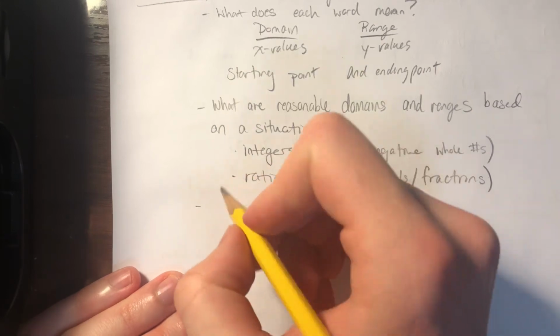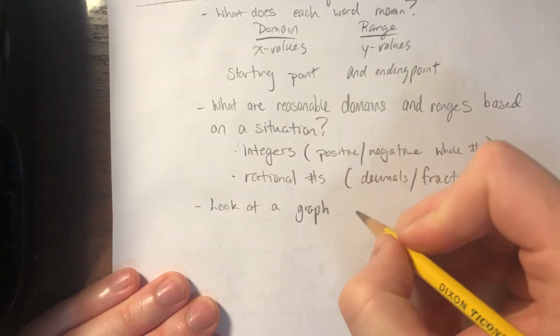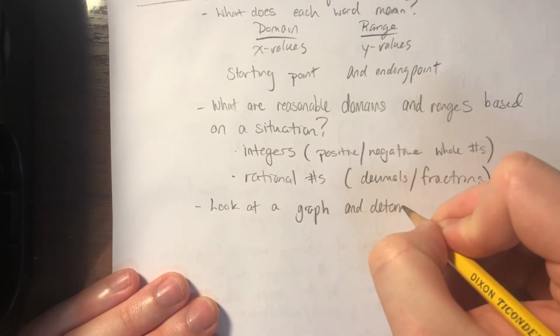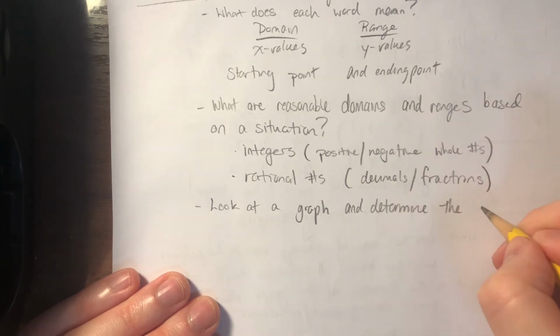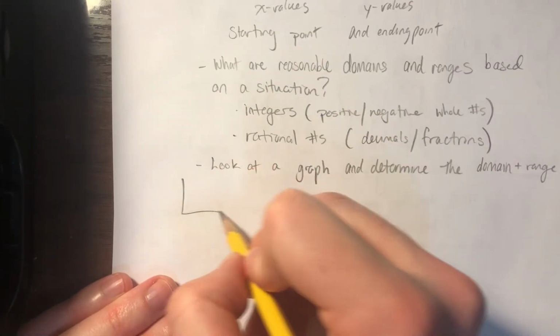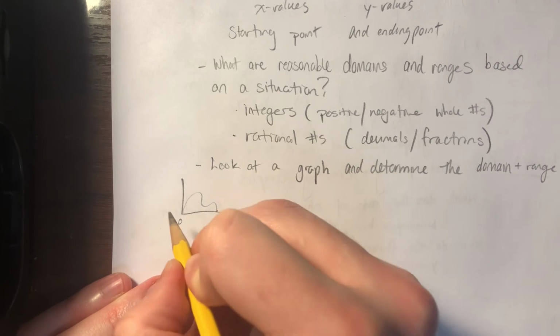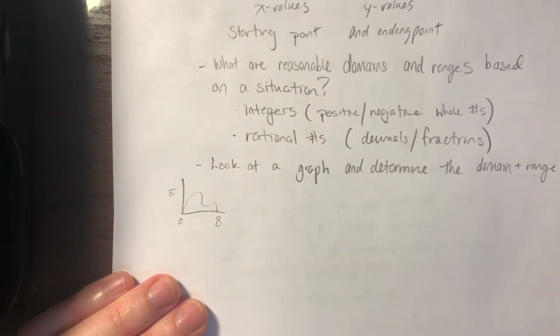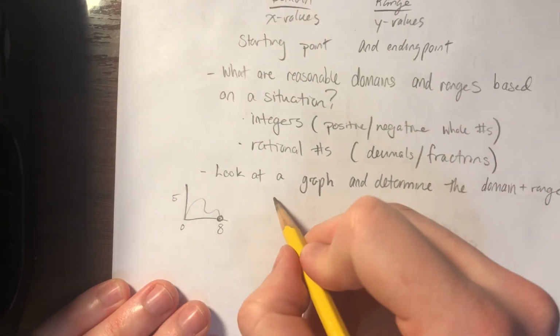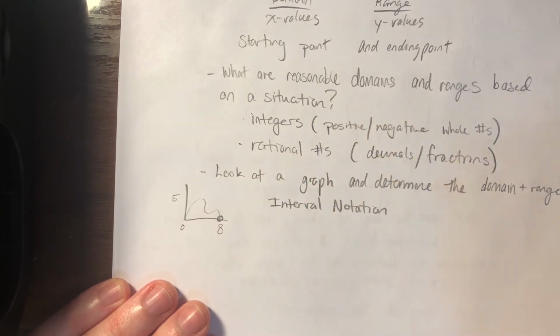All right, next, you have to be able to look at a graph and determine the domain and range. So if I'm looking at a graph, let's say, I'll draw a quick sketch. It looks something like this, right? Let's say I've got an open dot here at 8. I need to be able to write it in interval notation. This should be pretty easy to do on a computer because all you need are the parentheses.